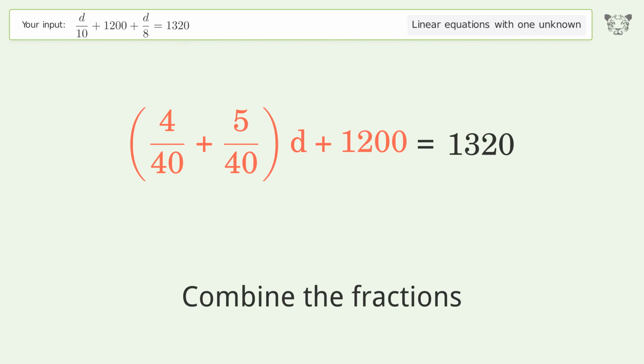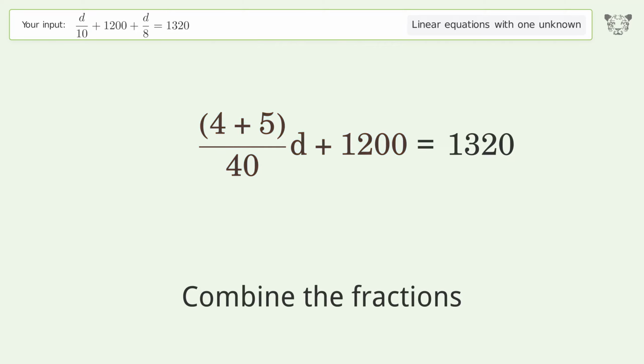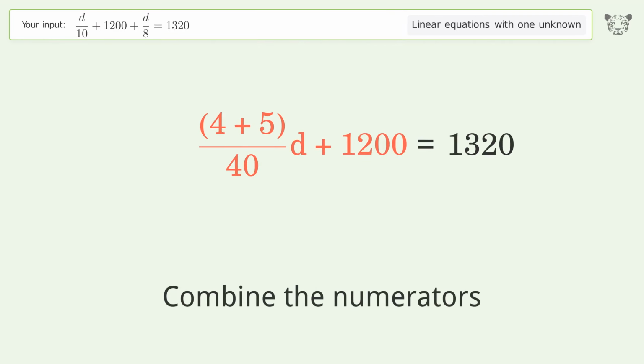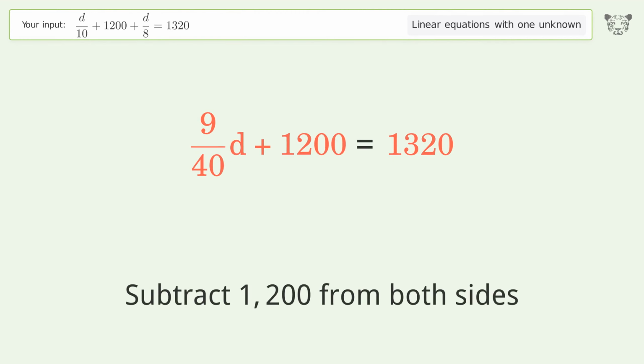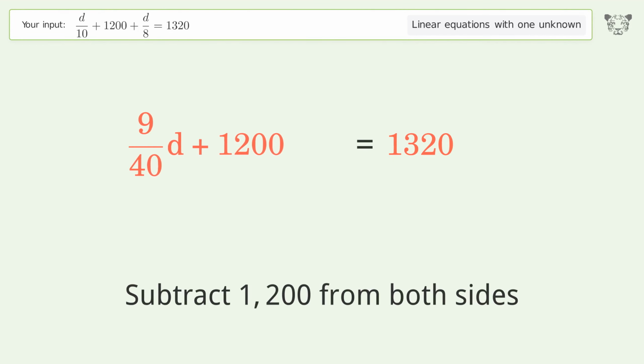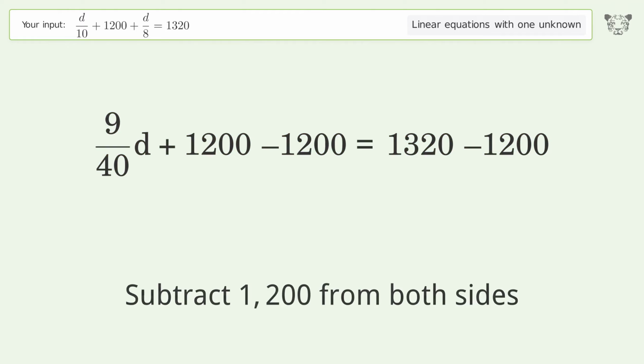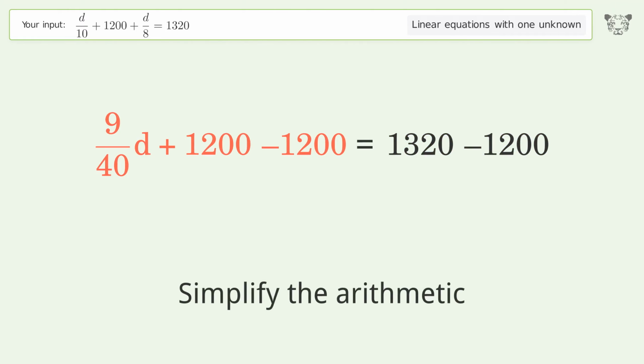Combine the fractions. Combine the numerators. Group all constants on the right side of the equation. Subtract 1200 from both sides. Simplify the arithmetic.